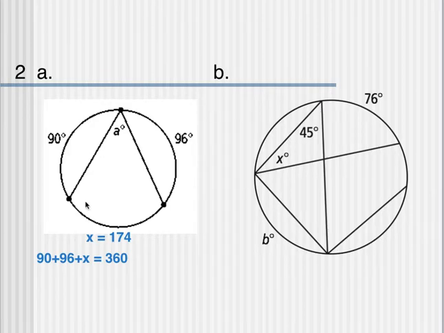So for question 2, you first want to figure out the missing arc here. If you add the other two pieces of the circle and know that the whole circle has to add up to 360 degrees, you could get that the missing arc here is 174 degrees. Once you know this arc, you could half it to get the inscribed angle A.